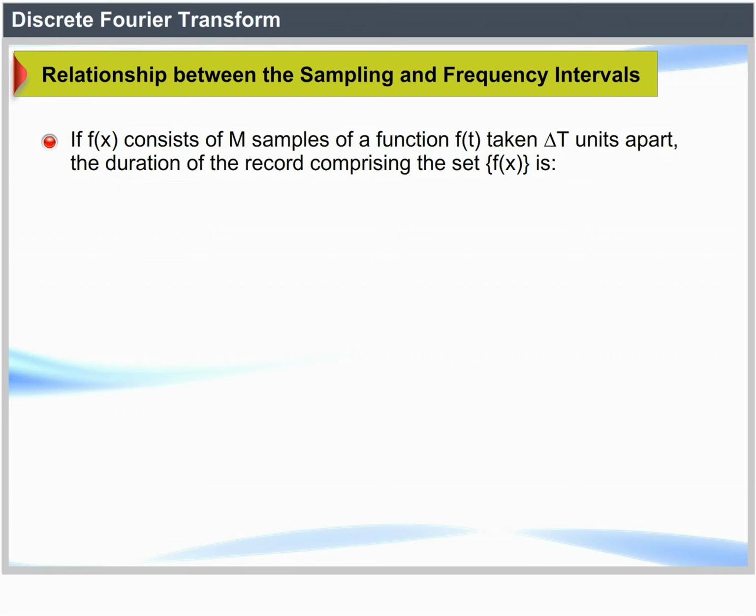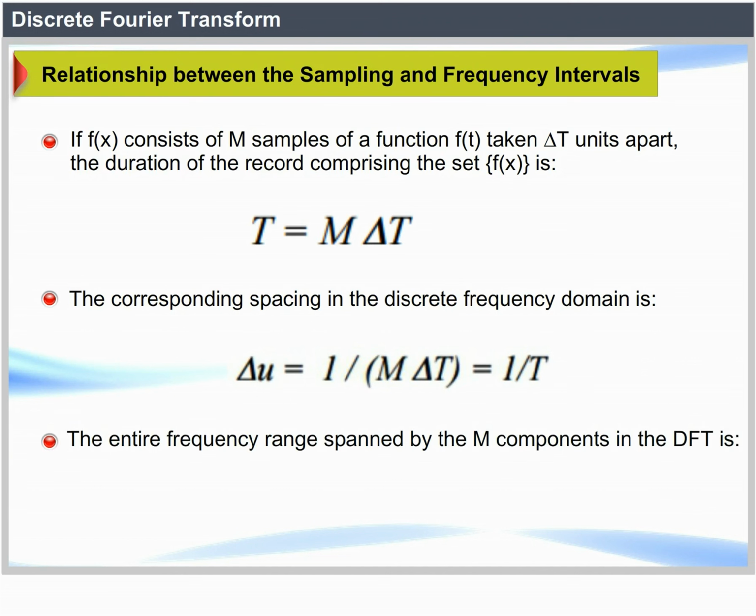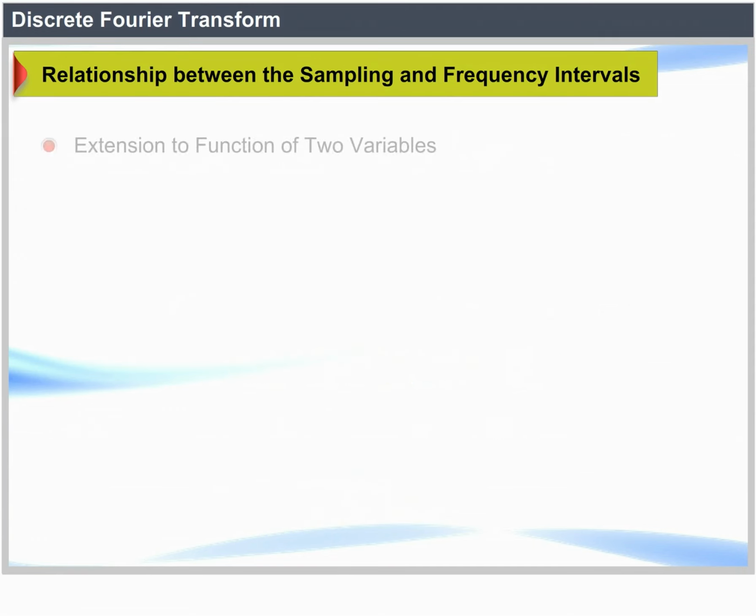Extension to function of two variables. The 2D impulse and its shifting property. Impulse of two continuous variables t and z. The representation is as shown on screen. The 2D impulse and its shifting property. The equations can be seen on the screen.